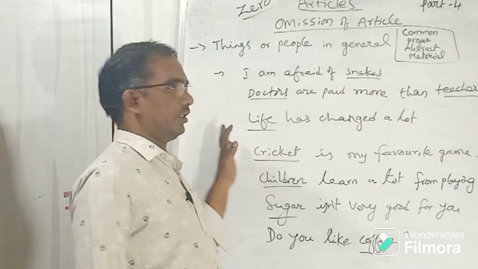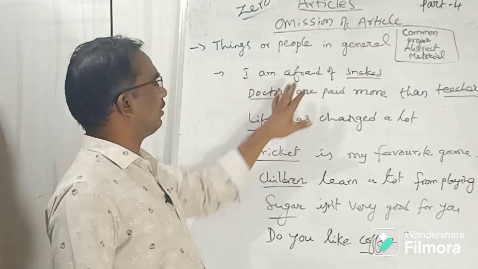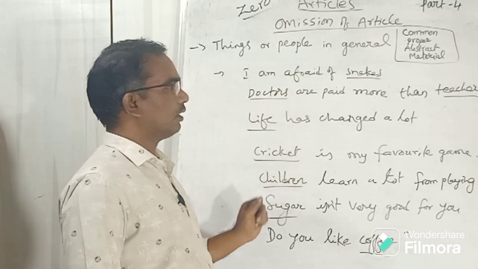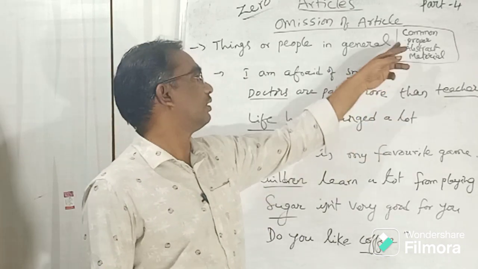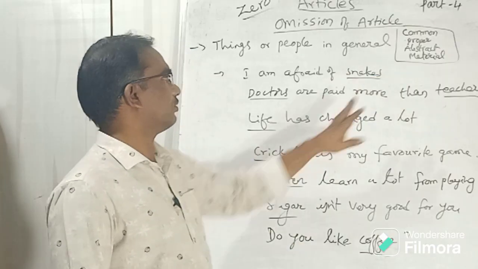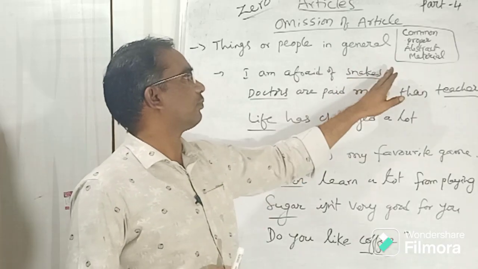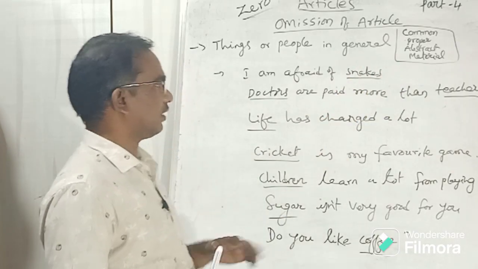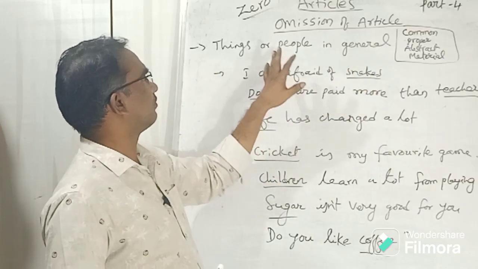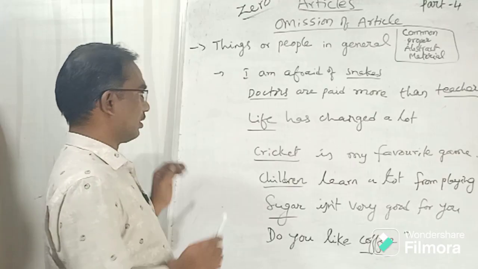Let's look at another point here. Things or people in general. When we talk about things or people in general, we can put it another way: common noun, proper noun, abstract noun, and material noun. If you don't know what these nouns are, I'll tell you later. When you talk about these nouns, we call it things or people in general. No article is used.